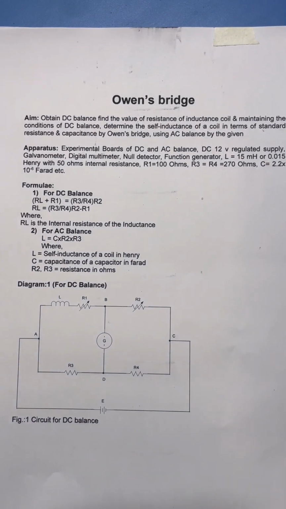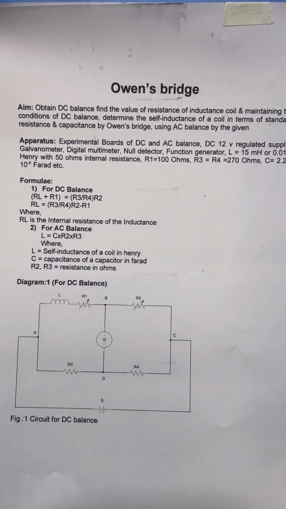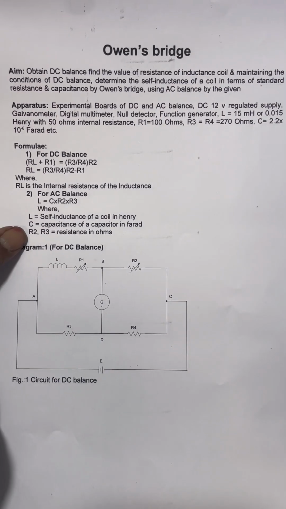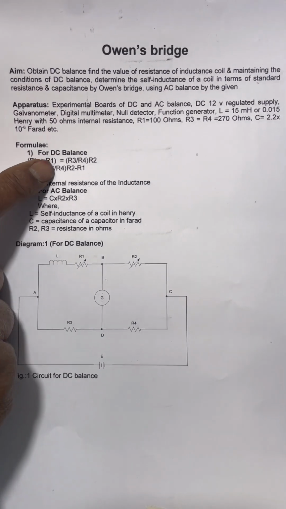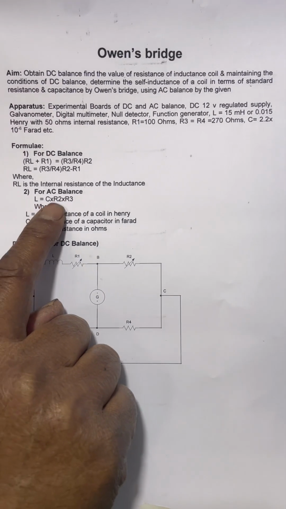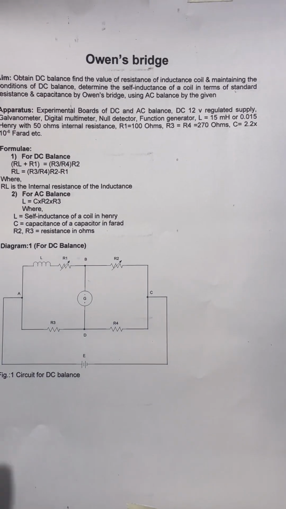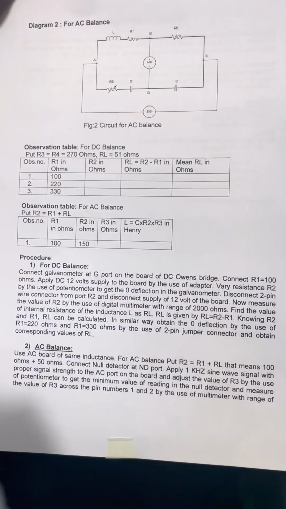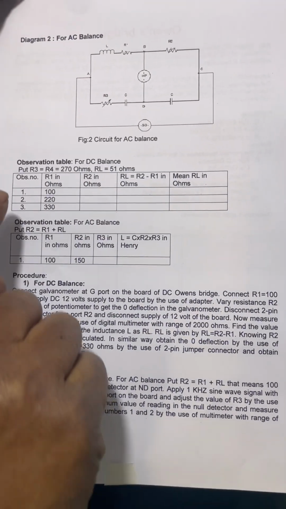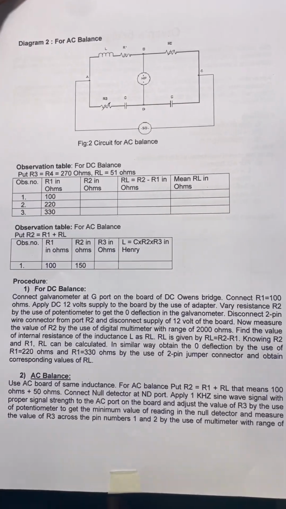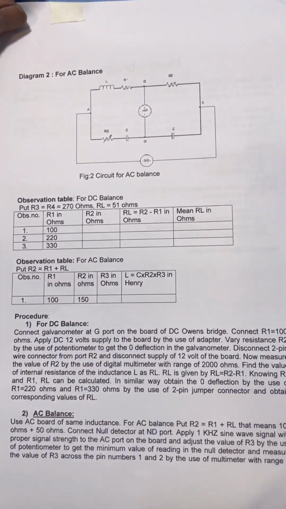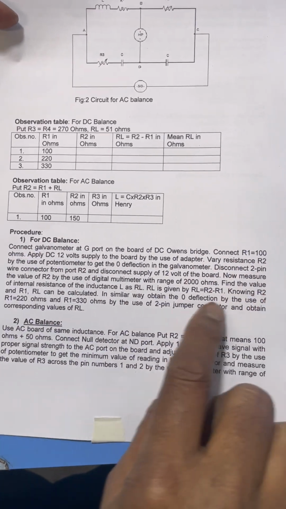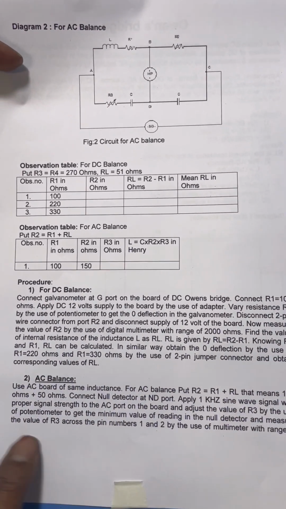Now we shall see the chart of Owens bridge. This apparatus is given. Two formulas are given here: for DC balance, this formula is given, and for AC balance, this another formula. This is the circuit diagram for DC balance. This is the circuit diagram for AC balance. This is the observation table for DC balance. This is the observation table for AC balance. And this is the procedure for DC balance. The procedure is given for the AC balance.